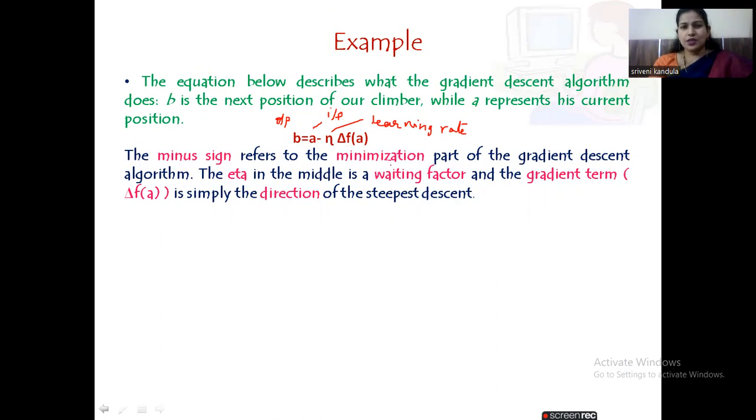And this is a minimization problem. We always want to minimize our error. We don't want a larger error, right? Always we want to reduce the error or minimize the error. So only we are taking a negative sign here. And here the eta is the learning factor or the learning rate, and this delta F of A is the gradient term, which will give us the direction of the steepest descent. It will not only give us the value or the amount by which there will be a change in the output, but it will also give us the direction.